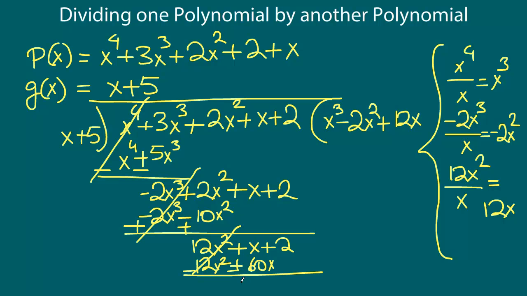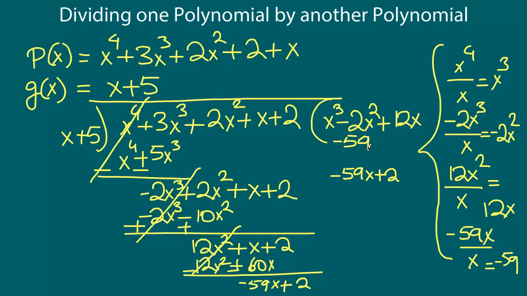So this will be minus 59x plus 2. So let's do it over here. We have minus 59x plus 2. Now our first term is minus 59x. We divide this by x, so we get simply minus 59, right? So then we write minus 59 over here. And then we multiply minus 59 by this. We get minus 59x, and we get minus 59 times 5.